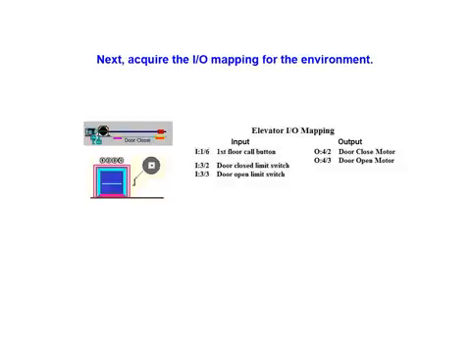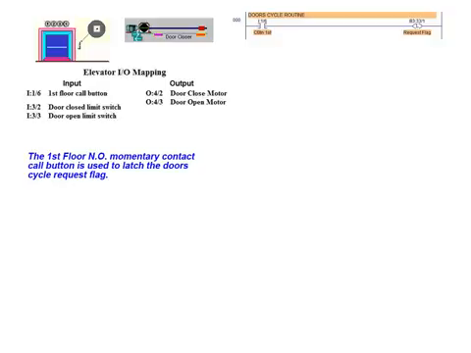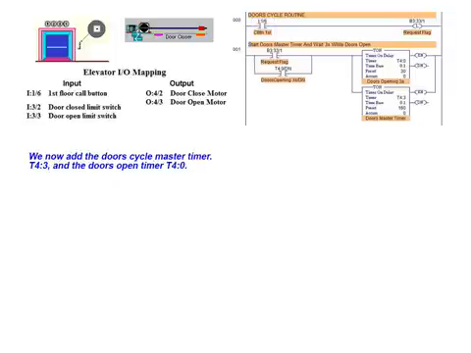We are now ready to move on and create the ladder logic time-driven event program to run the elevator doors application. On the initial rung of the program, we're using the first floor, normally open momentary contact call button to latch the door cycle request flag. On the next rung in the program, we add the door cycle master timer as well as the doors opening 3 second timer.